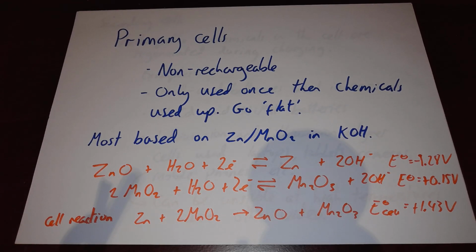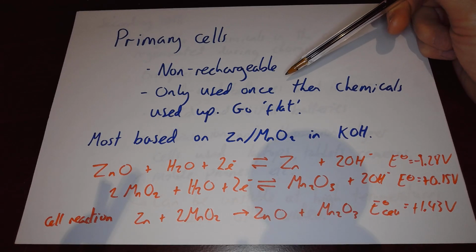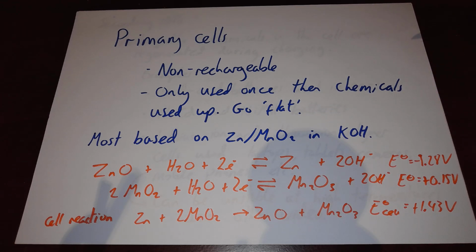So a primary cell, that'll be the kind of battery you might buy from your local newsagents, which you use for a while then throw away. It's non-rechargeable. You use it until it's used up, and then the chemicals are gone. It's gone flat. Think about your AA batteries you might put in your remote control. Most of them, not all of them, are based on zinc, manganate in potassium hydroxide. So that's manganese(IV) oxide, zinc and manganese(IV) oxide.